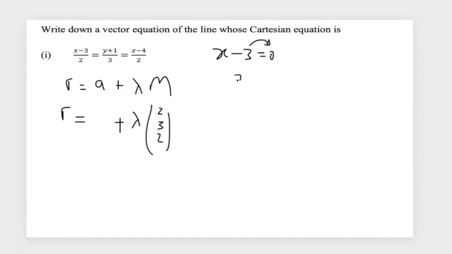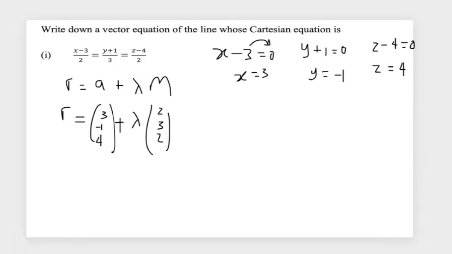So carrying that over, you have x equals 3, and carrying over the plus 1 over the equal sign. So equate it equal to 0 and carry it over the equal sign. So y equals negative 1. And by the looks of it, you should be saying that z equals 4 after equating it equal to 0. So therefore, the position vector is 3, negative 1, and 4.